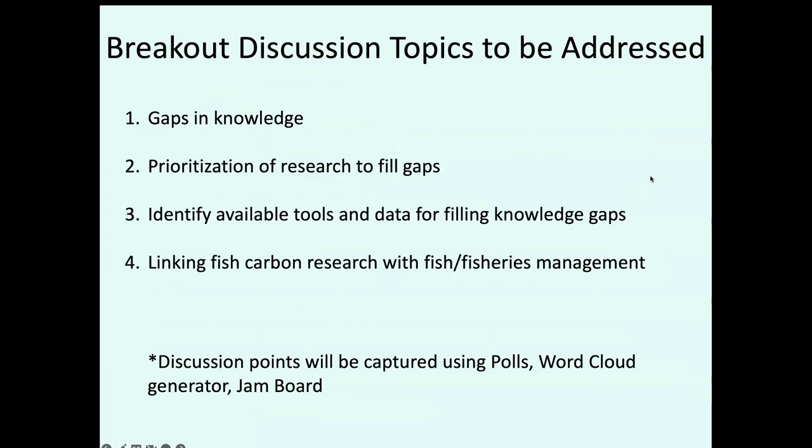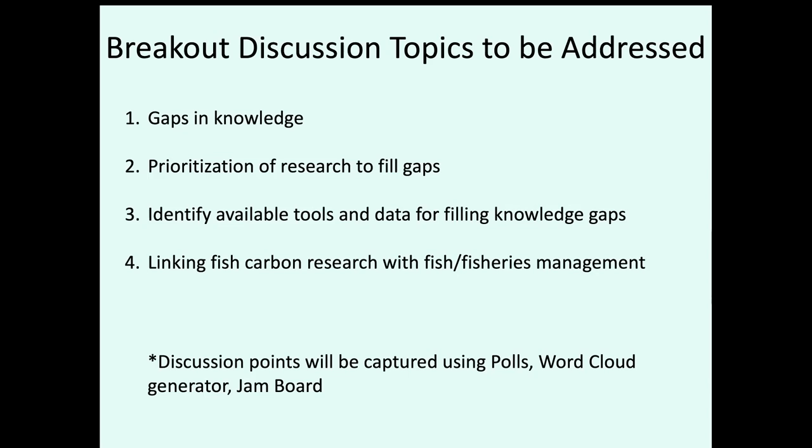The breakout discussion topics we're going to address in each session, relevant to the three different topics, are: what are the gaps in the knowledge? How can we prioritize the research to fill those gaps? We're looking to identify the tools and data for filling those knowledge gaps. And then how do we link fish carbon research with fish and fisheries management? So those are the four broad topics that we will be discussing in each session.